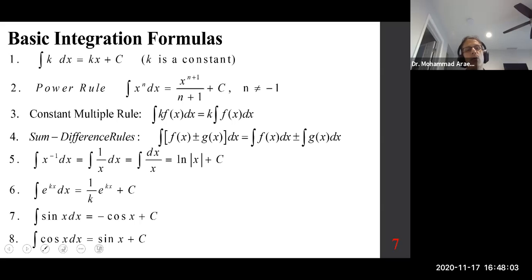So now we are looking at some rules that I hope everybody is comfortable with. So let's go over them quickly. If we have a number k and dx, the answer is kx plus a constant. I want to go over the power rule quickly.